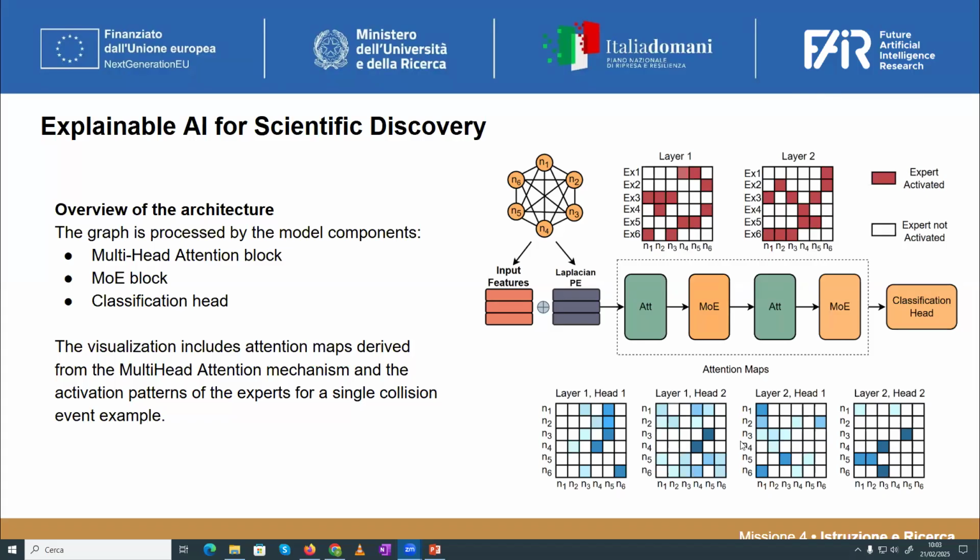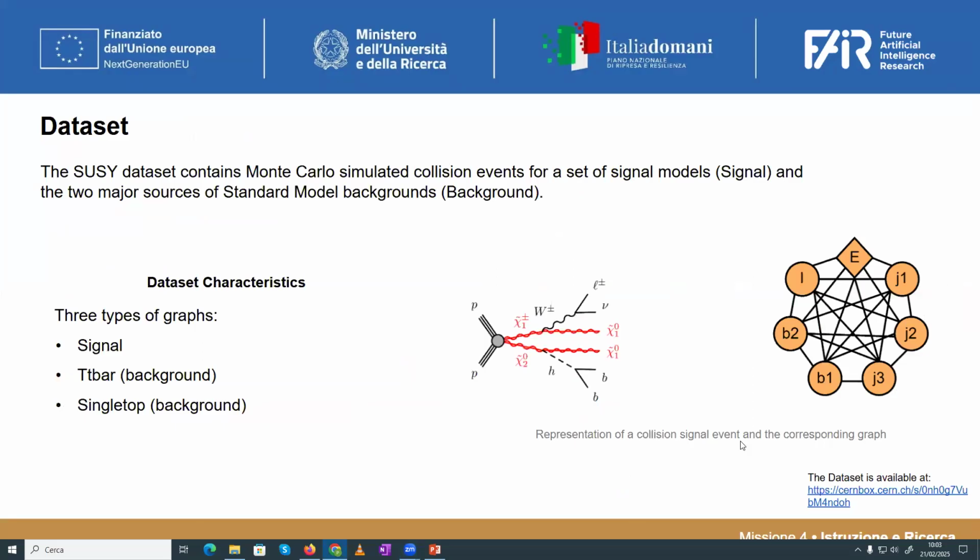So now we present the dataset that we use to test this model, and it is a dataset of Monte Carlo simulated collision events. Here we use as signal the model that came from SUSY theory, which is a new physics theory, where SUSY stands for supersymmetry, while the background comes from the standard model theory. So basically, the SUSY theory is a new physics theory, while the standard model is what we actually know about particle physics.